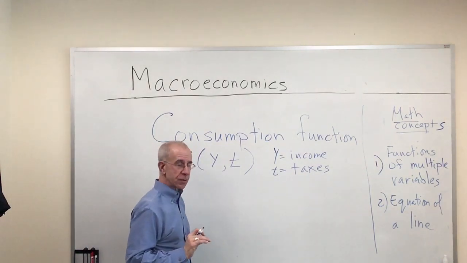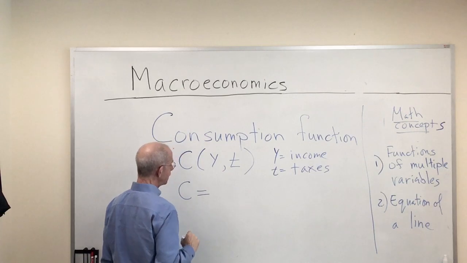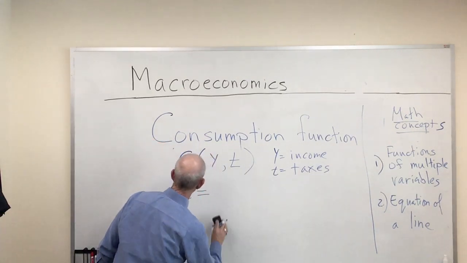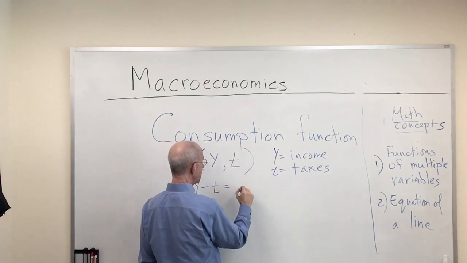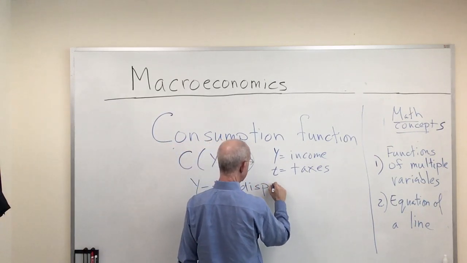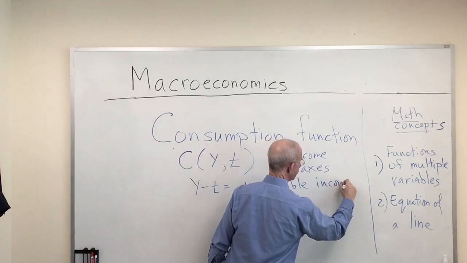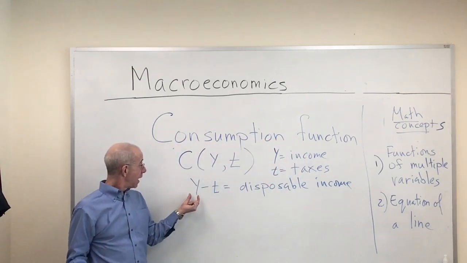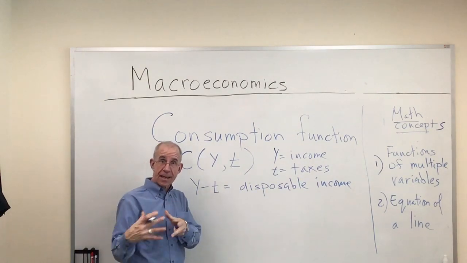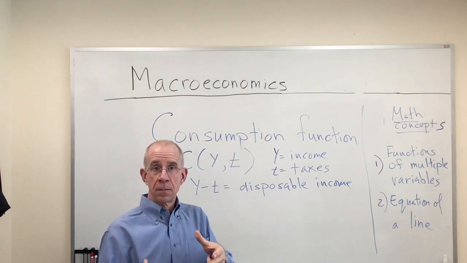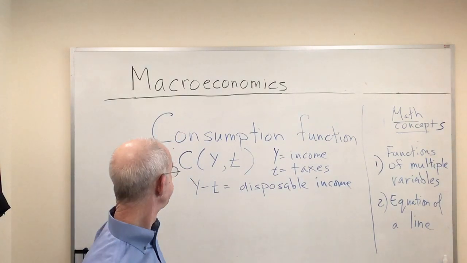Now we're going to talk about the equation of a line. Actually, before I get there, Y minus T is going to be the disposable income. Why do I write that? I take my income and I subtract how much taxes are. So we've taken out the payments to the government before we get our final paycheck that we can use to buy stuff.